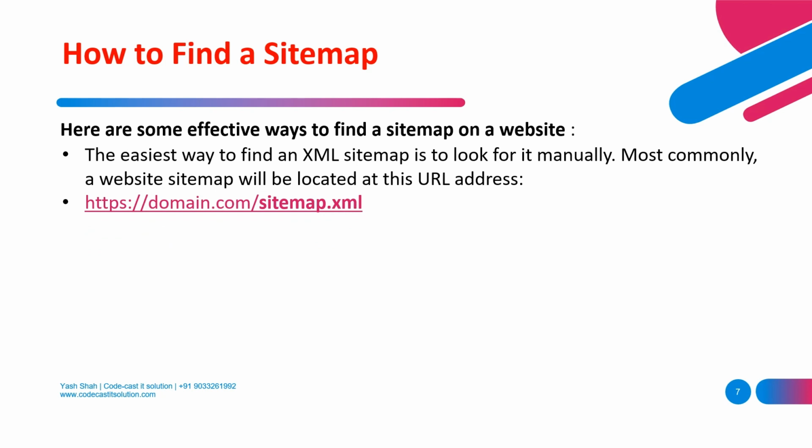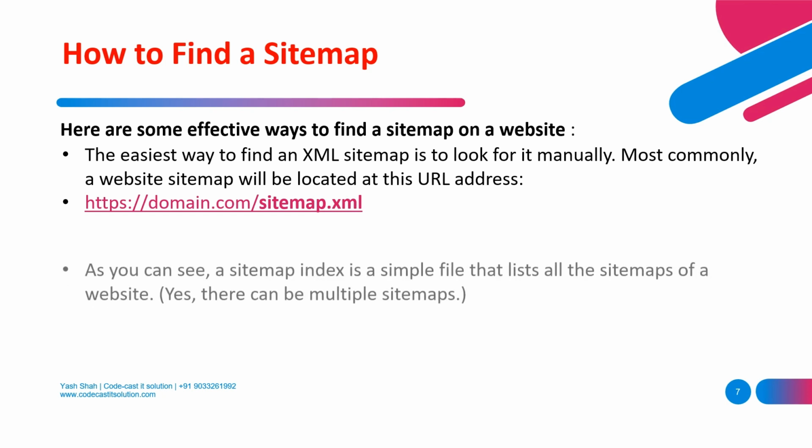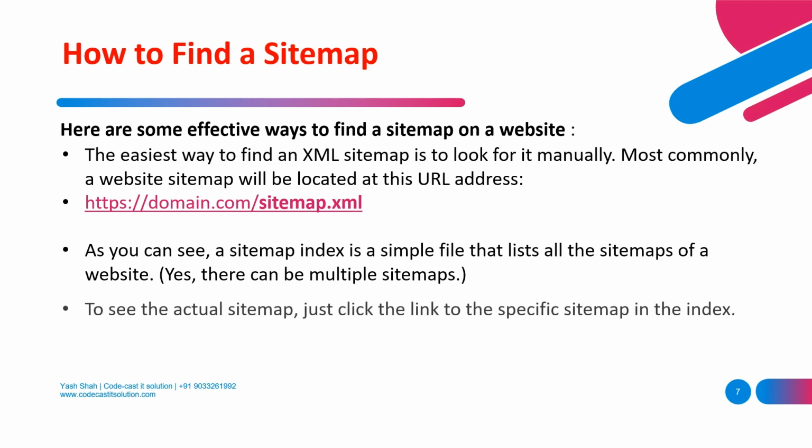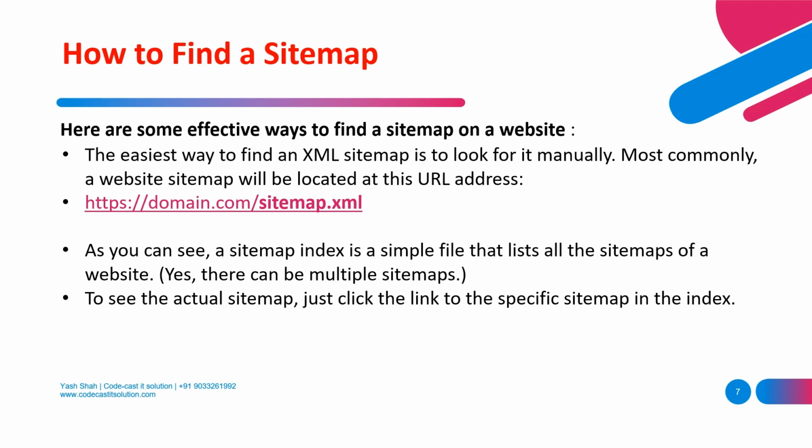The easiest way to find an XML sitemap is to look for it manually. Most commonly, a website sitemap will be located at this URL address. As you can see, a sitemap index is a simple file that lists all the sitemaps of a website. Yes, there can be multiple sitemaps. To see the actual sitemap, just click the link to the specific sitemap in the index.